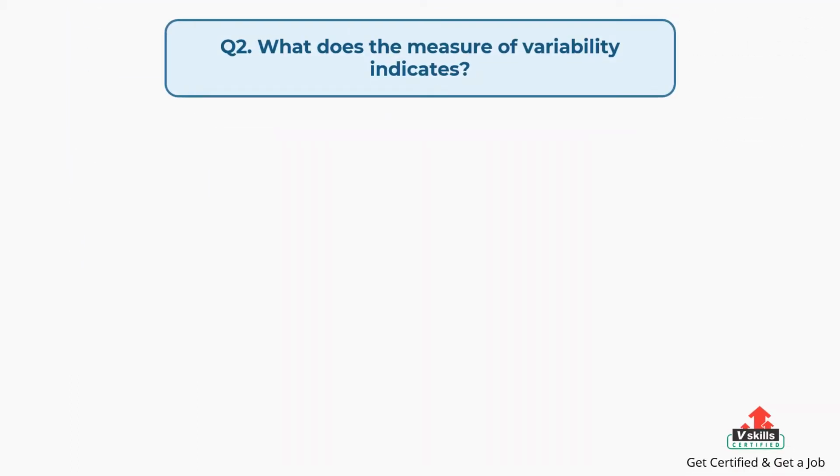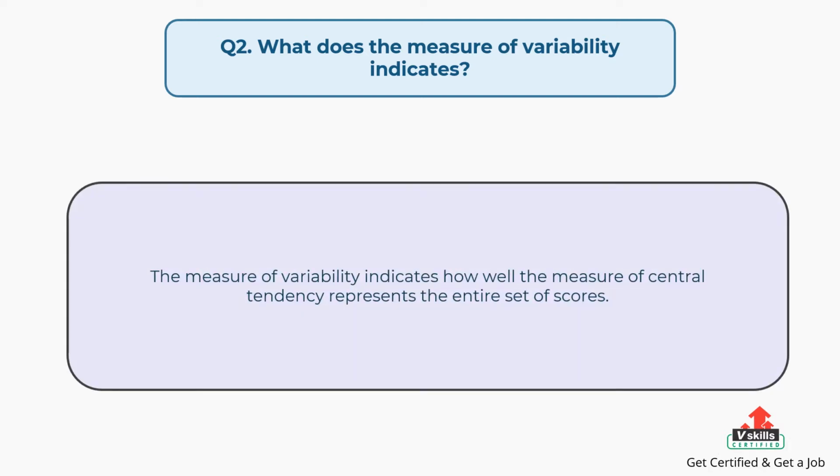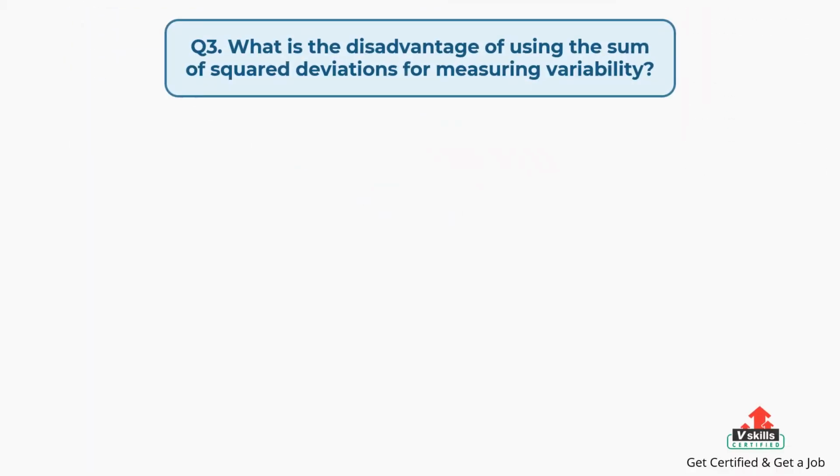Question number 2. What does the measure of variability indicates? The answer is, the measure of variability indicates how well the measure of central tendency represents the entire set of scores. Question number 3. What is the disadvantage of using the sum of square deviations for measuring variability?